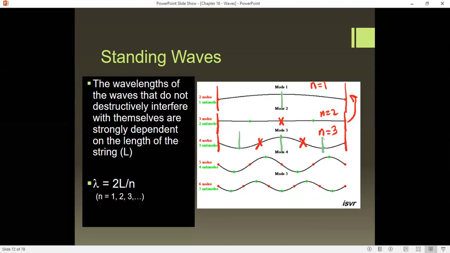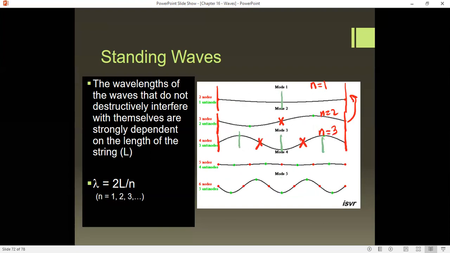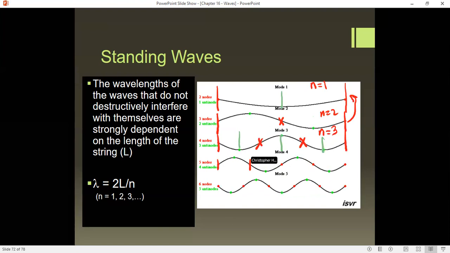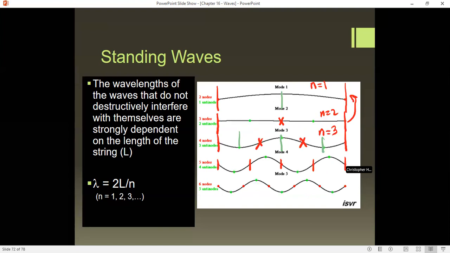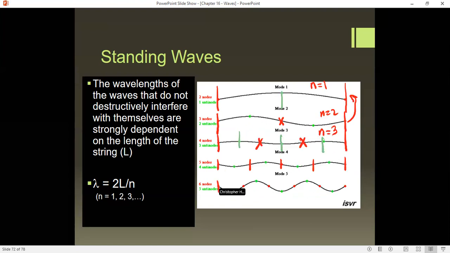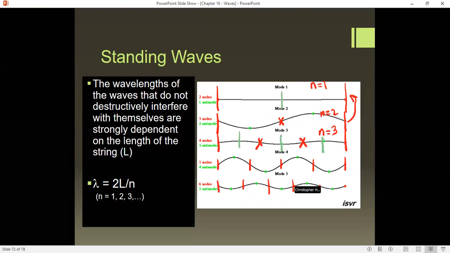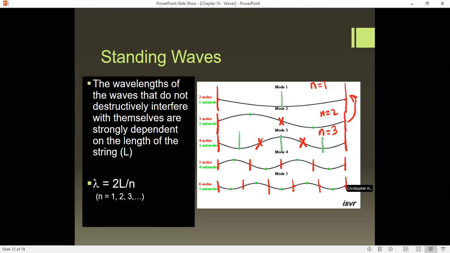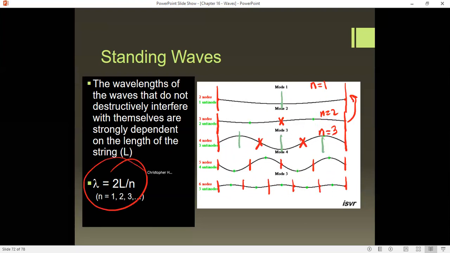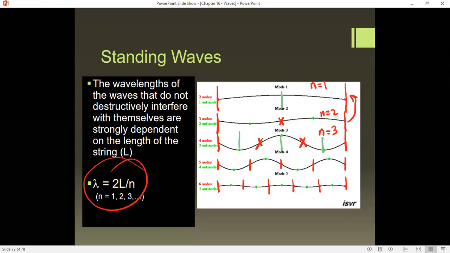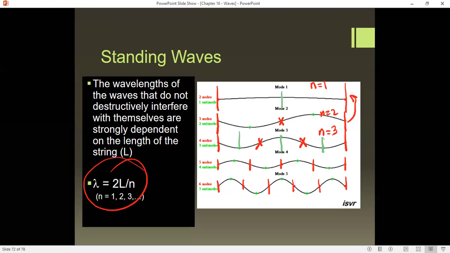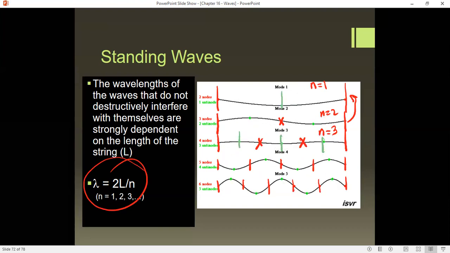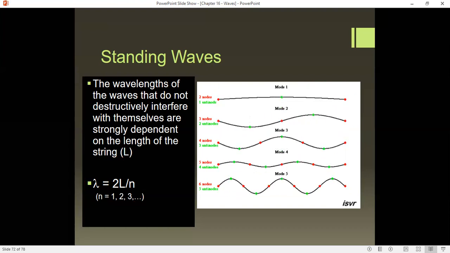Again, we can do this for n equals 4 antinodes, n equals 5 antinodes. And in each case, the wavelength of my standing wave is twice the length of the string divided by some integer n, where n equals 1, 2, 3, 4, and so on. Okay, those are standing waves.